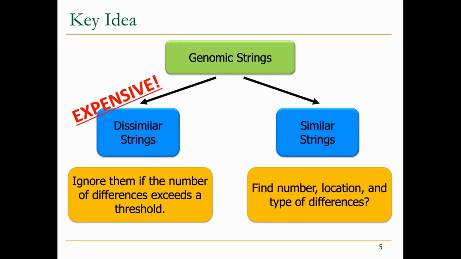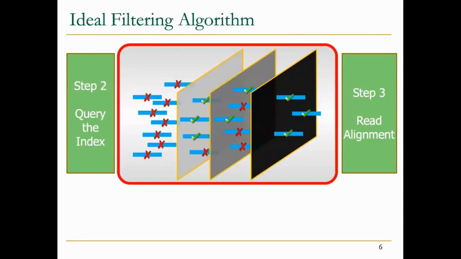Likewise, when the number of differences is equal to or less than the threshold, we don't care about the exact value at this stage. We care only to answer one question: whether the number of differences exceeds a threshold or is still equal to or less than the threshold. And that is the main idea for all the filters that we presented so far.